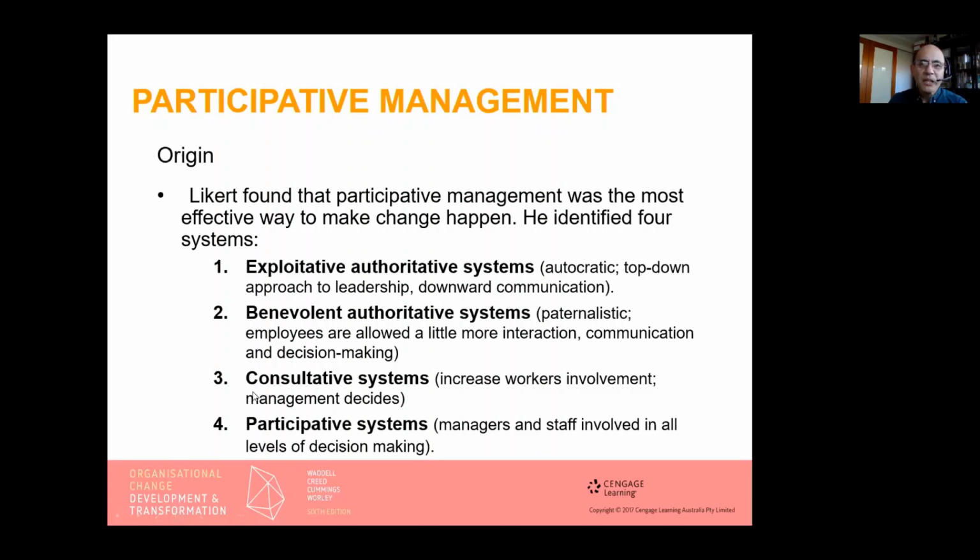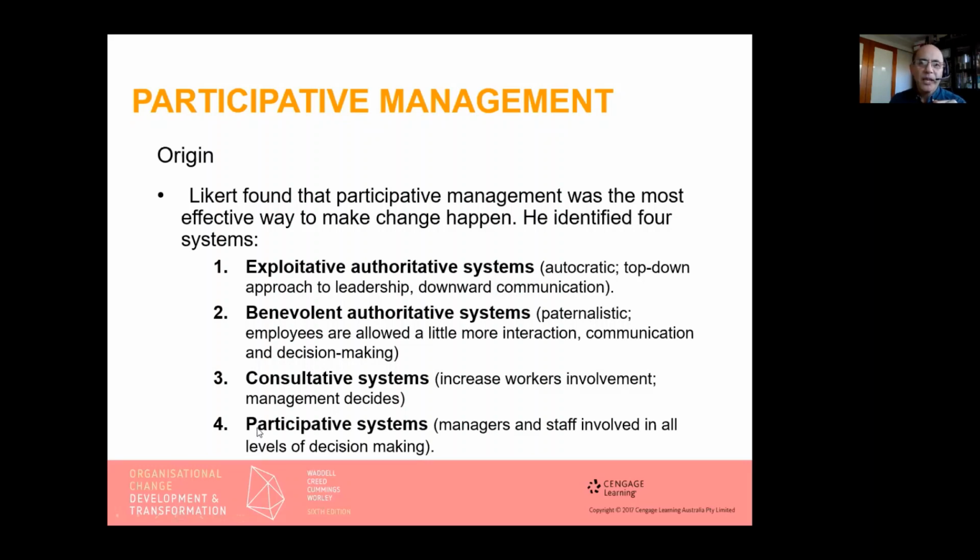But the modern way is moving into number 3 and number 4. Number 3 is consultative, where we are increasing the involvement of workers in making decisions. And this is really important because in change, if we want to be successful in implementing change, we have to get the workers involved because the change affects them, and they are the ones that can tell us how we can implement change, get them to cooperate, and the best way is to consult with them.